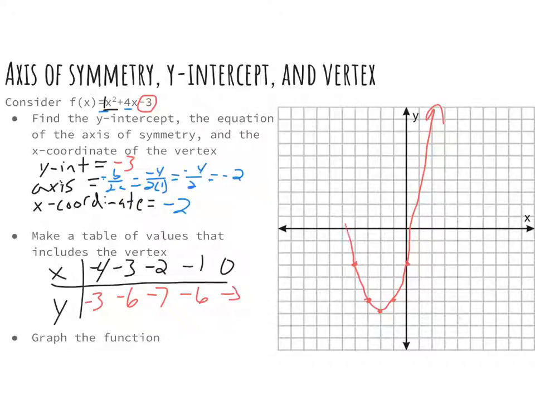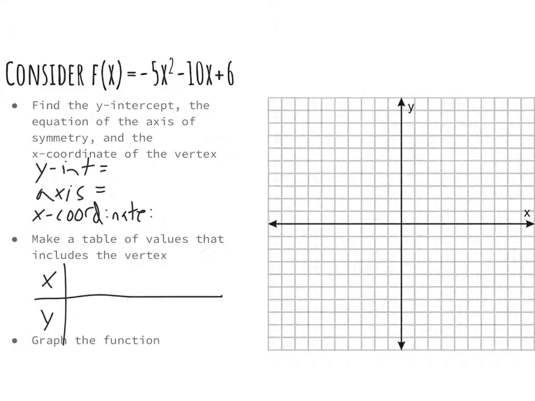something like this. If I were to draw in my axis of symmetry, this line at negative 2 is always a vertical line at the x value. So it would be right here, and you'll notice that this line cuts my parabola into 2 equal halves. Go ahead and pause the video and give this one a try, and then hit play and see how you did.